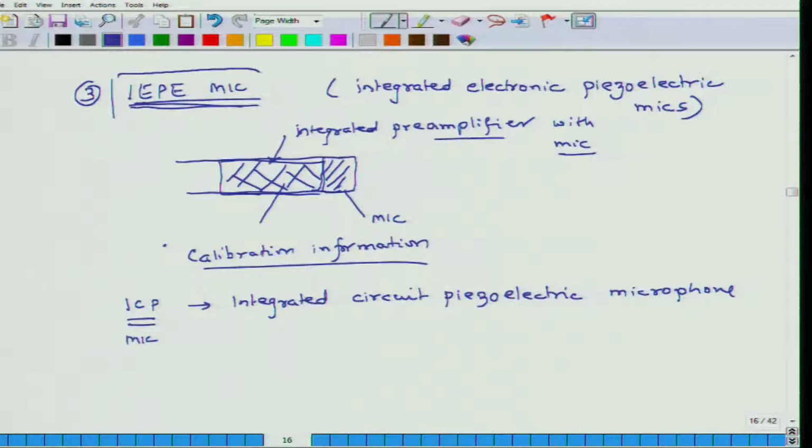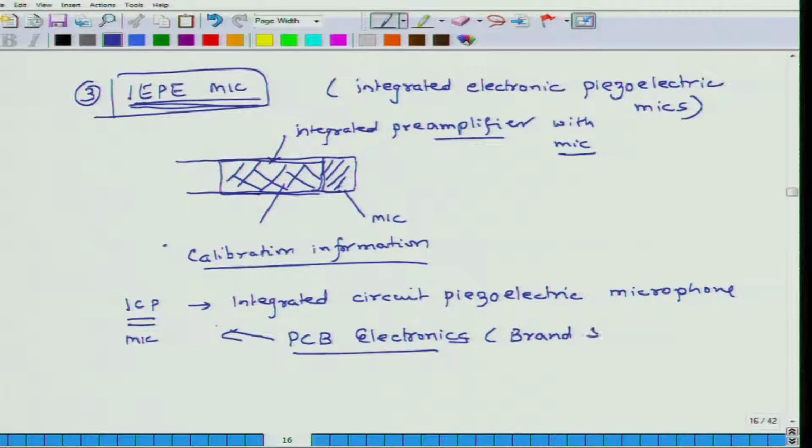Now IEPE is an industry standard term. It is not specific to a company. This ICP is something which is used by a particular company called PCB. It is used by PCB Electronics. So this is a brand specific terminology, a manufacturer specific terminology. It essentially more or less means the same as IEPE. Similarly, there are other companies who have come up with their own terminologies.